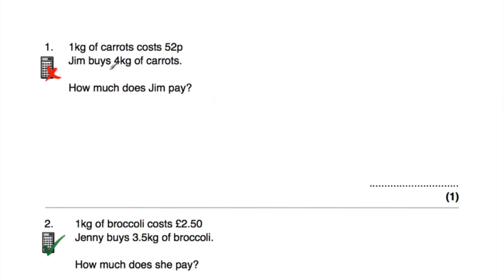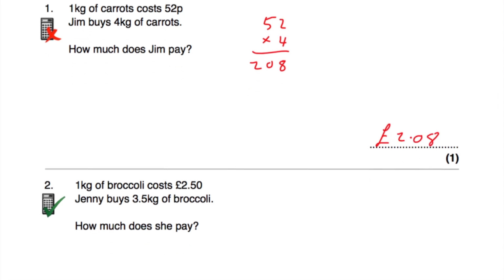So question number 1, it's a non-calculator question, so I'm putting down my calculator, and it says 1 kilogram of carrots costs 52 pence. Jim buys 4 kilograms of carrots. How much does Jim pay? So 1 kilogram costs 52p, so 4 kilograms would be 4 times that price because he's buying 4 lots of 1 kilogram. So we need to do 4 times 52. So if we do 52 multiplied by 4, that'll be the price. 4 times 2 is 8, and 4 times 5 is 20. So it'll be 208 pence or £2.08. And that's it. Okay, let's have a look at question number 2.